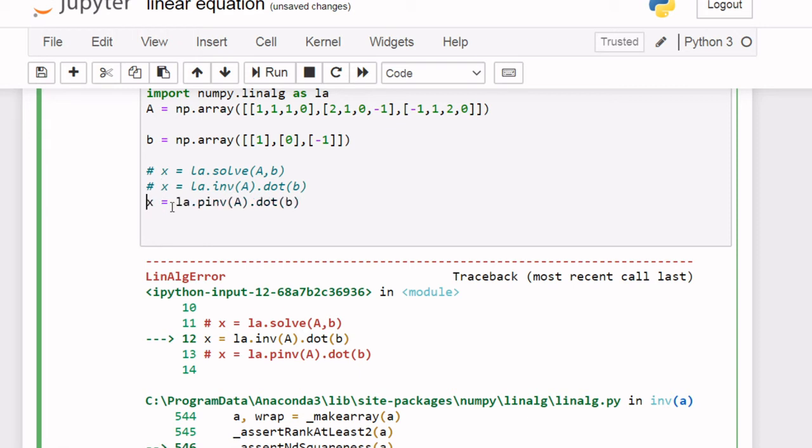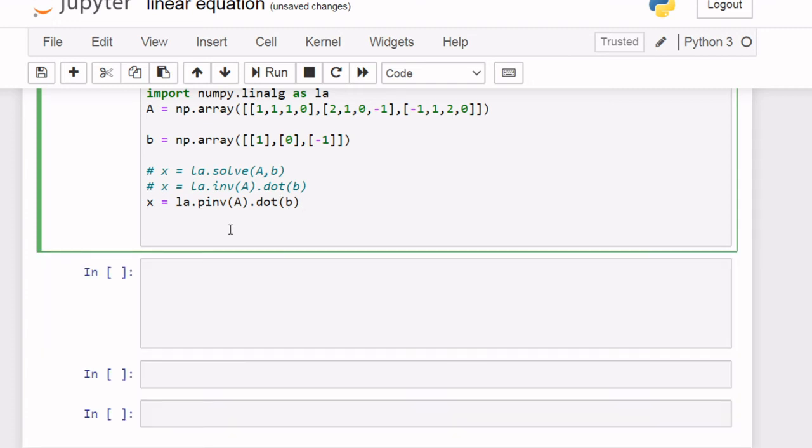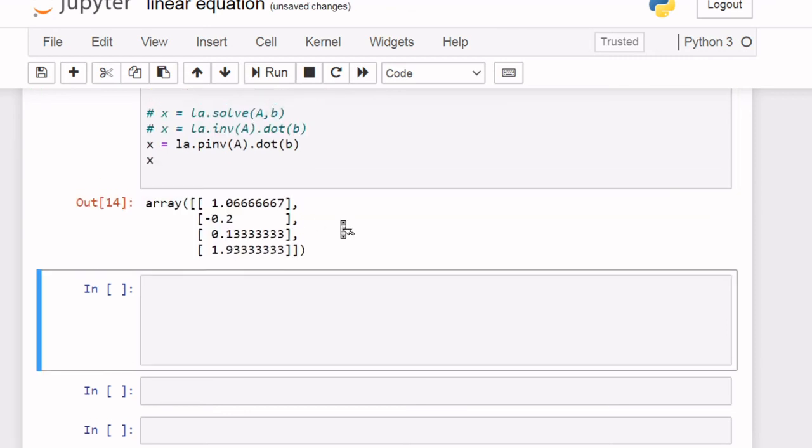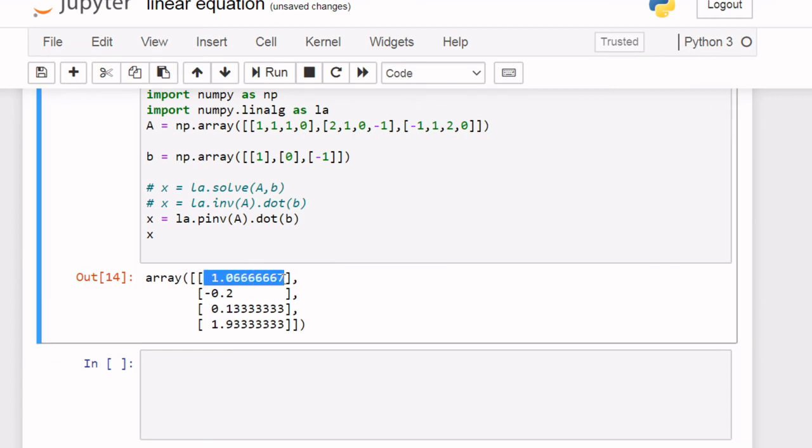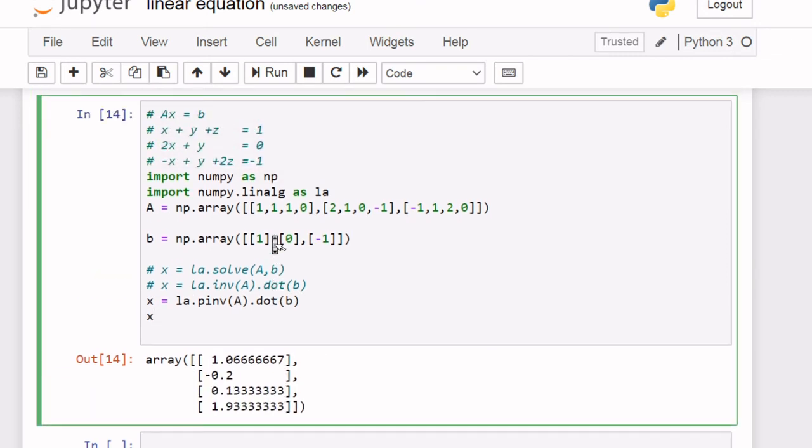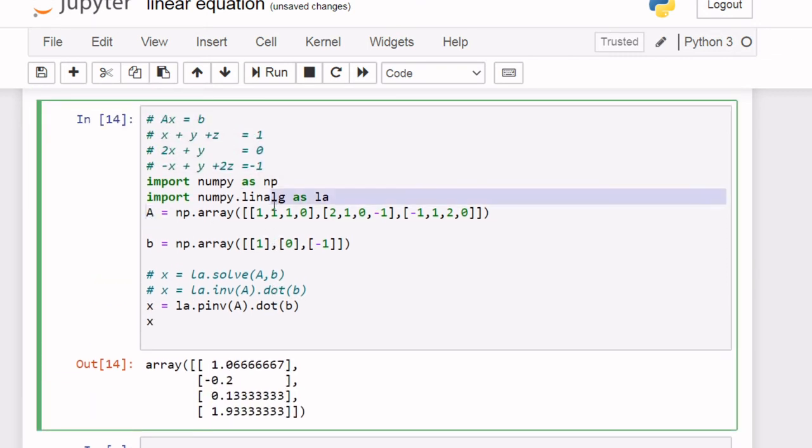But pinv is a very beautiful method to find the inverse of a matrix. Now if we see what the value is here, we are able to find this 1, 0, 0 as our answer. So if our coefficient matrix is a non-square matrix, we have to use pinv to find the solution.